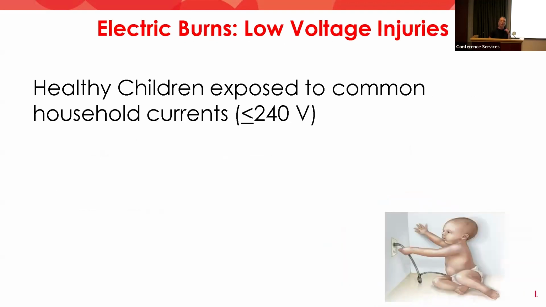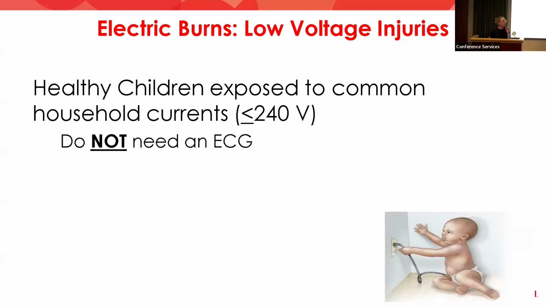So electric burns, those caused by low voltage injuries would be an example like a little one sticks a bobby pin into an electric outlet or a paper clip into an electric outlet. So the important differentiation here is that this is household current, so less than 240 volts. This is very different than the Pepco worker working on wires. Again, this is very low voltage.